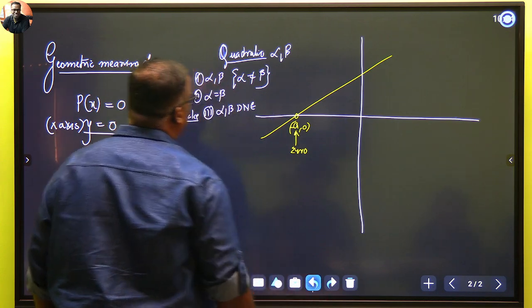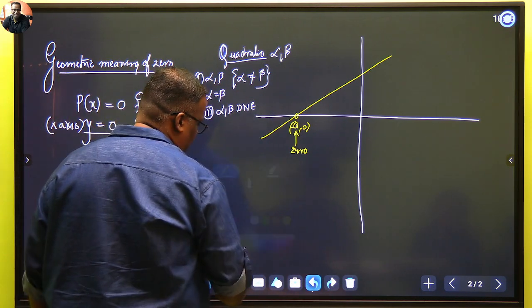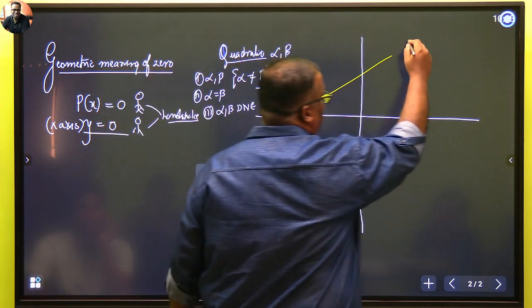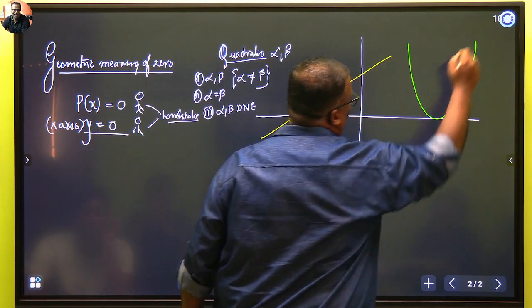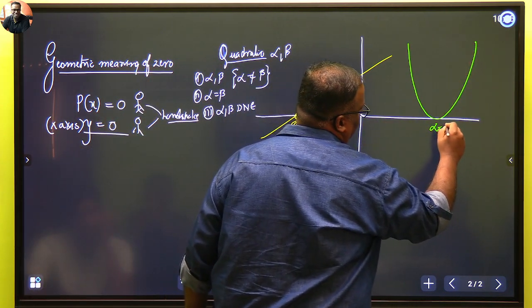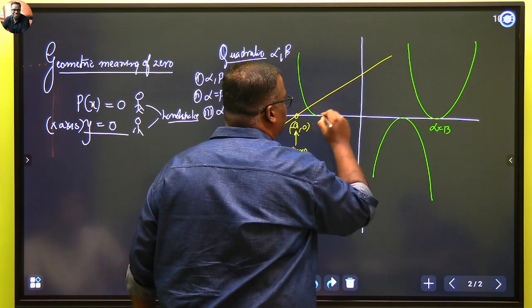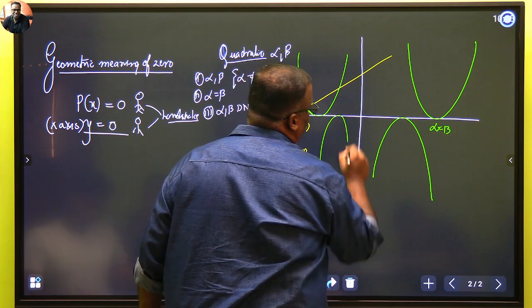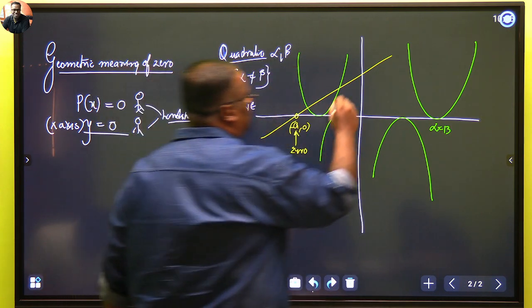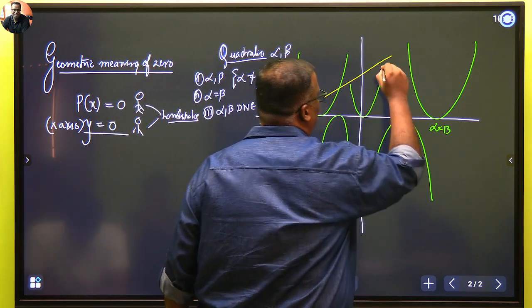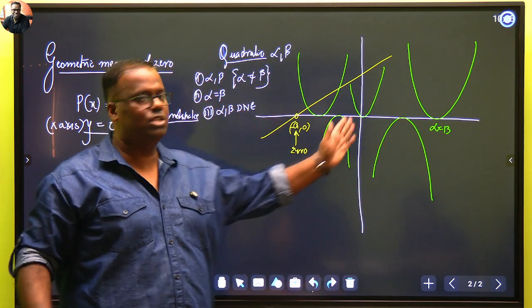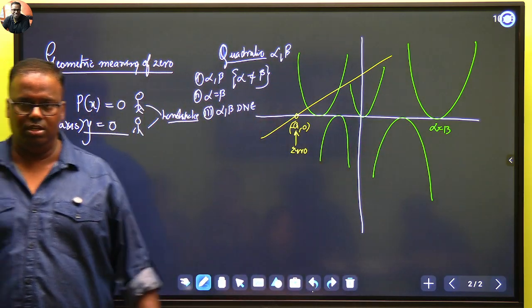Okay. Now if I see alpha equal to beta, alpha equal to beta means the line will touch only one point and go. This is the point which is alpha equal to beta. The graph could have been like this also, or the graph could have been like this also, or the graph could have been y equal to x square, which is a typical graph that starts from the origin. Understand this a little.